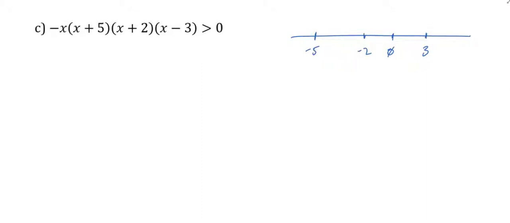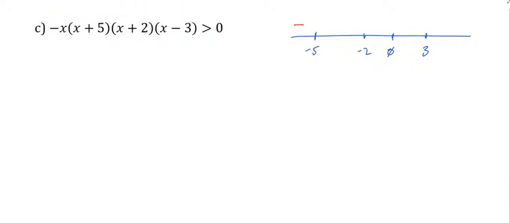And I'm just going to plug it in. If I put -10 in for x, -10 will be positive. -10 plus 5 is negative. I don't care exactly what it is, I just care that it's negative. -10 plus 2 is negative. -10 minus 3 is negative. If I multiply 3 negatives together, my result will be negative. So it'll be negative in that interval.